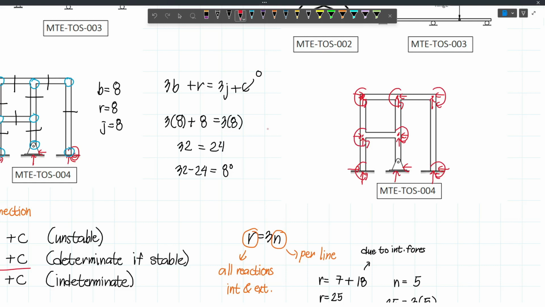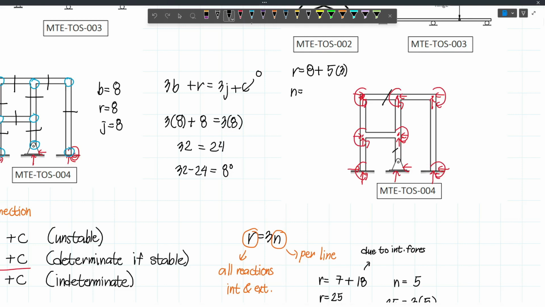And so pila man atong total number of reactions ani, di ba? Considering the external ones, natay 3 plus 2 plus 3, so 8, and then plus kaning mga internal nga forces. So ato na lang ipon ang number of joints. So 1, 2, 3, 4 and 5. So 5 times 3 kay each nag-carry man og tulo ka reaction. And then ang atong n pila man? Again, di ba? Per line. So kani siya usa ka member, kani siya usa ka member, this one usa ka member, kani siya usa ka member, and kani pod siya usa ka member.